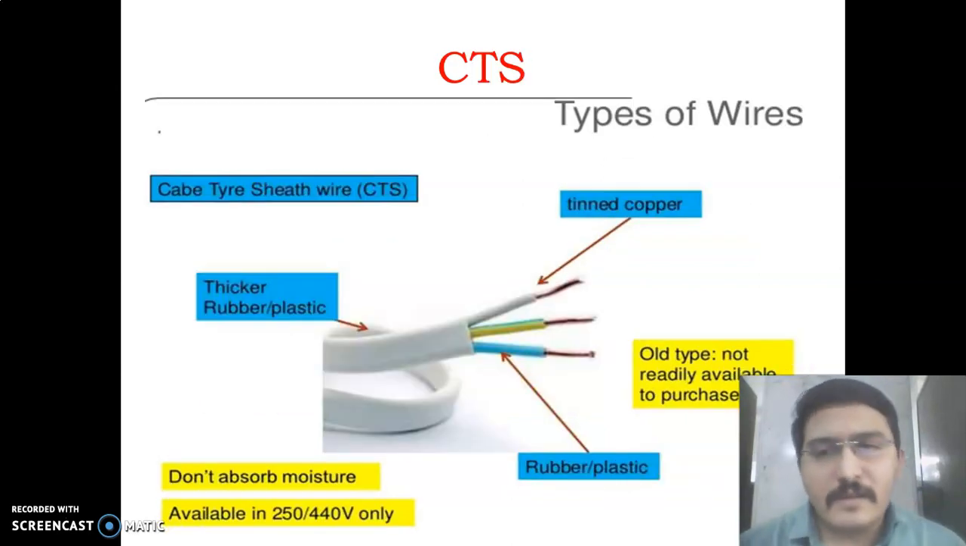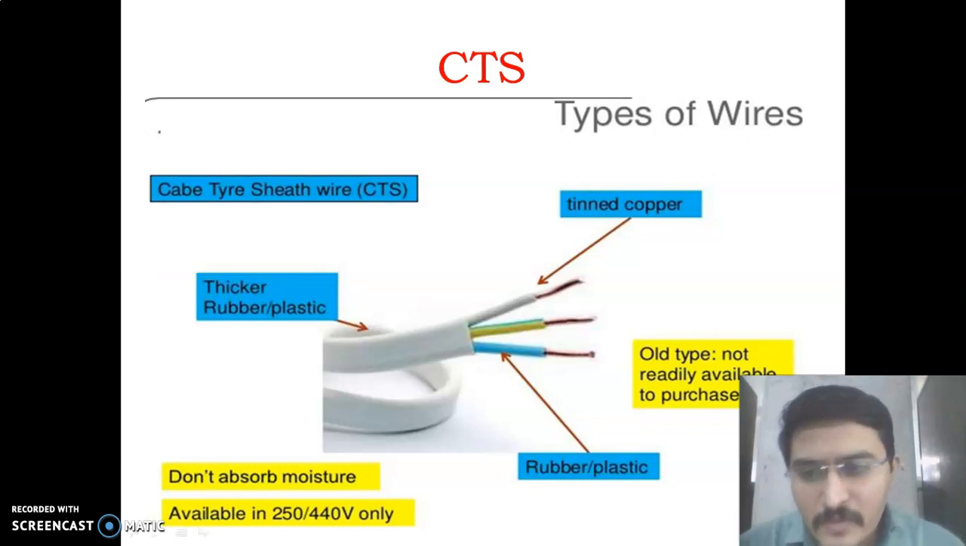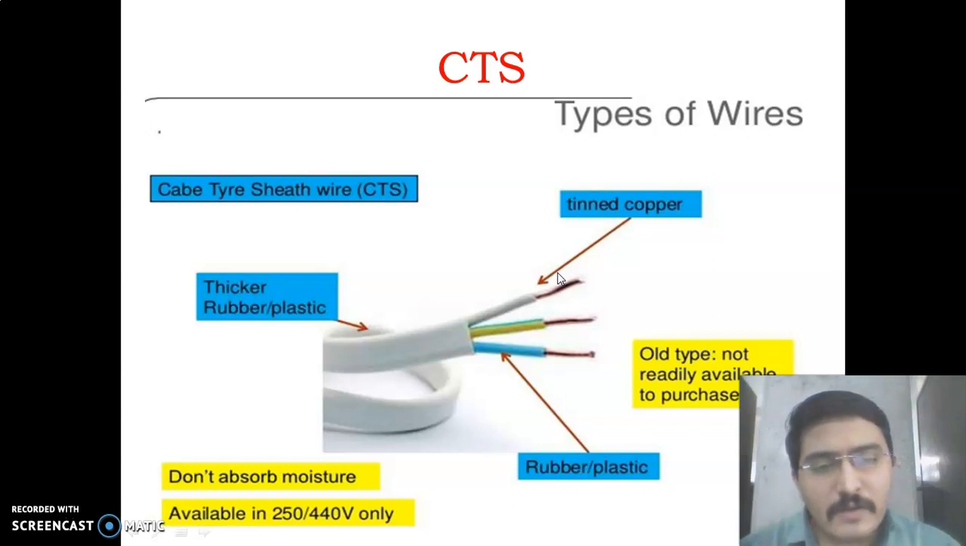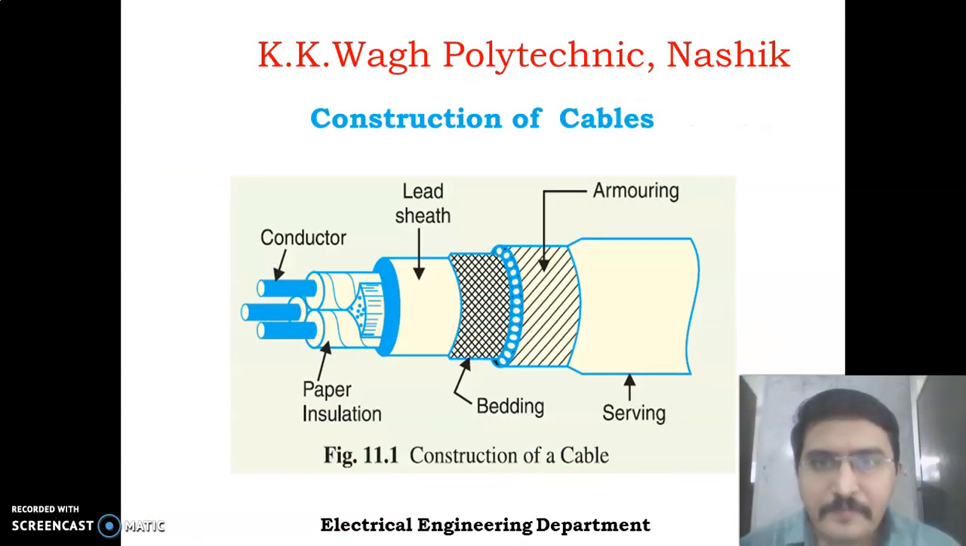Next we have the CTS, the cable tyre sheathed wires. Thicker rubber is used as insulation, or sometimes we may use plastic. Inside that we use different types of wires, which may have rubber or plastic insulation over them, and the conductor is of tinned copper. This is an old type, not readily available for purchase. This type of wire doesn't absorb moisture and is available only for 250 to 400 volts, so this type of wire is only used for medium voltage applications.